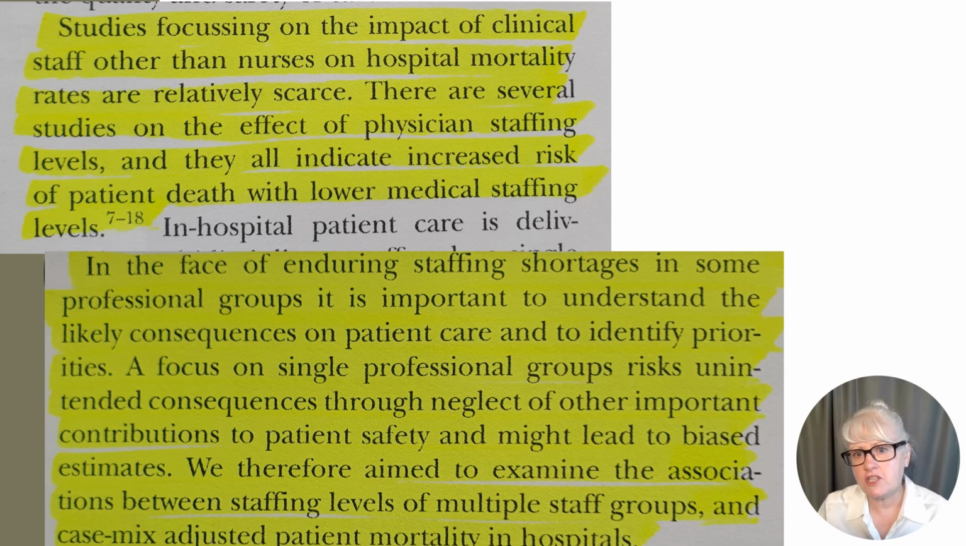And then a rationale is really given here. In the face of enduring staffing shortages in some professional groups, it's important to understand the likely consequences on patient care and to identify priorities. A focus on single professional groups risks unintended consequences through neglect of other important contributions to patient safety that might lead to bias estimates. We therefore aim to examine the associations between staffing levels of multiple staff groups and case mix adjusted patient mortality in hospitals. So they're really giving a rationale for why they've looked at multiple staffing groups in their study.